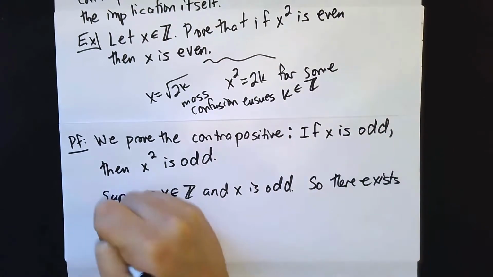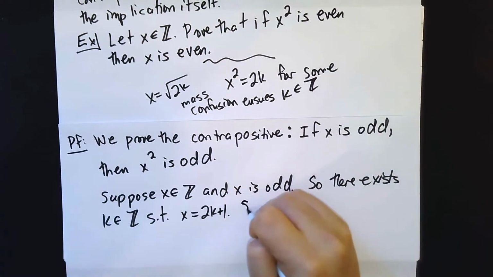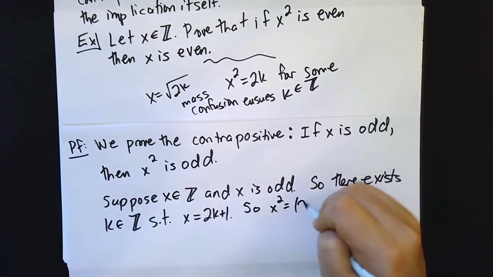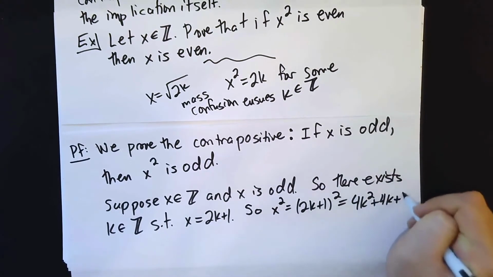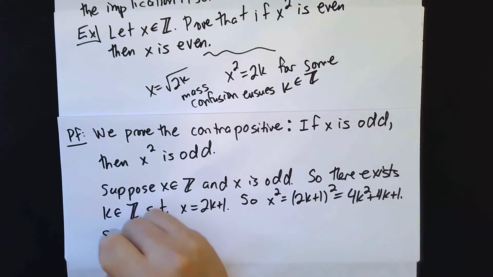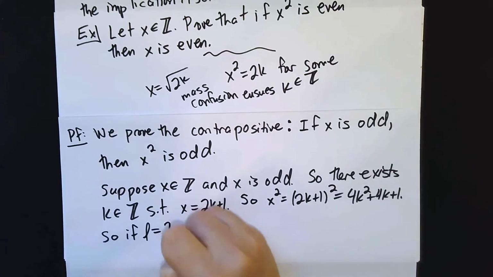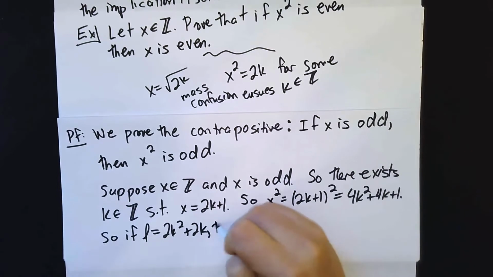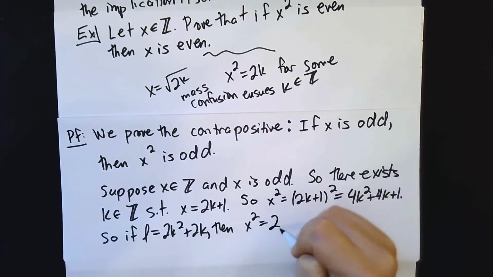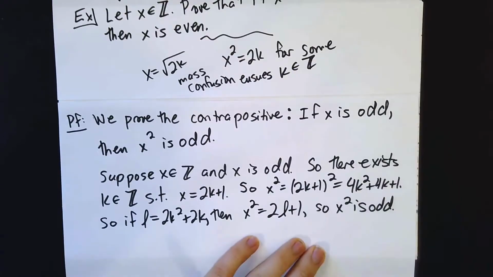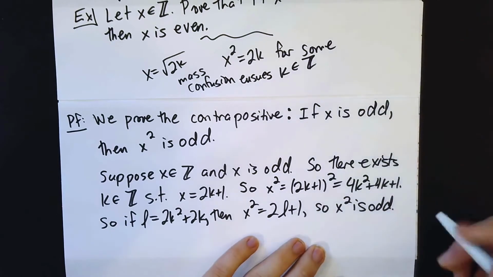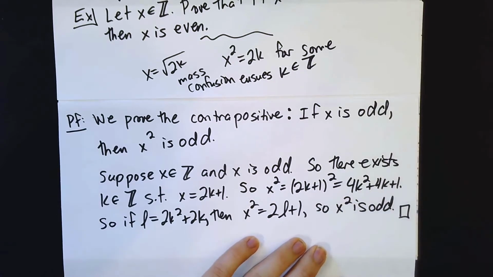So then that means there exists a k in Z such that x is 2k plus 1. So x squared is (2k plus 1) squared, which is 4k squared plus 4k plus 1. And so if L, say, is 2k squared plus 2k, then x squared is 2L plus 1, so x squared is odd. And so what have I done here? I've shown if x is odd, then x squared is odd. That's exactly what this piece of the proof says, but that was the contrapositive, so I have now proven the original claim. And so I can write my proof box and go home happy.